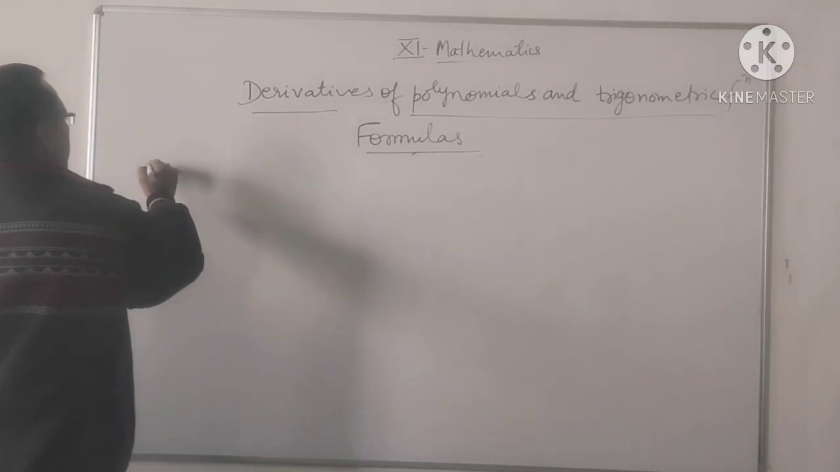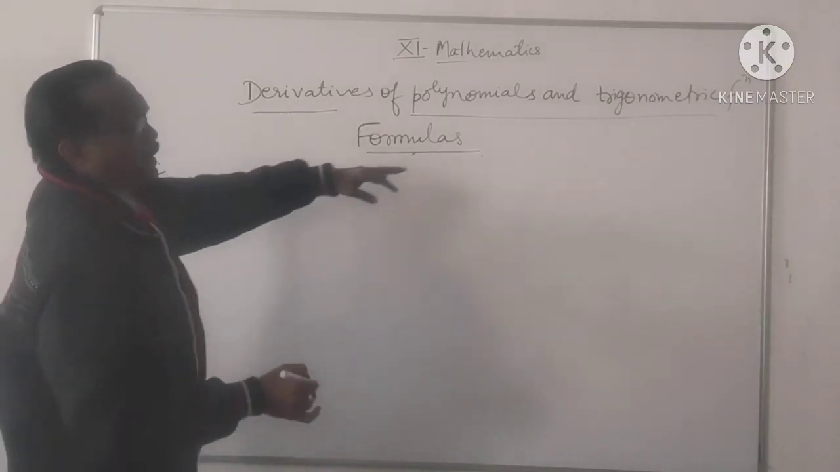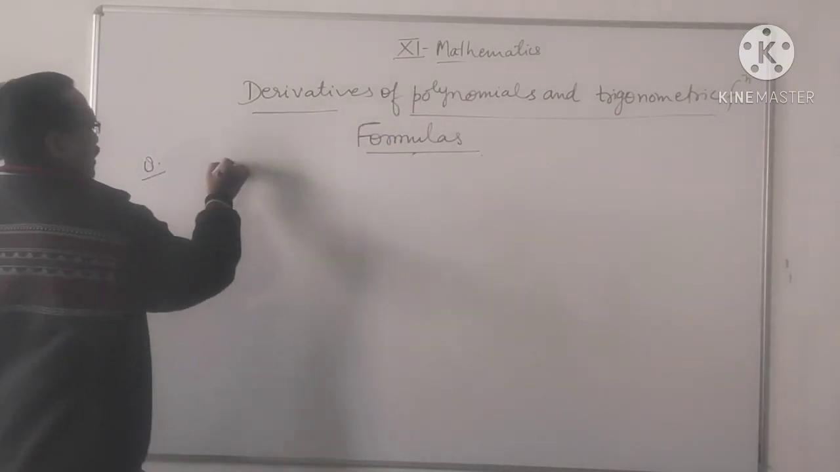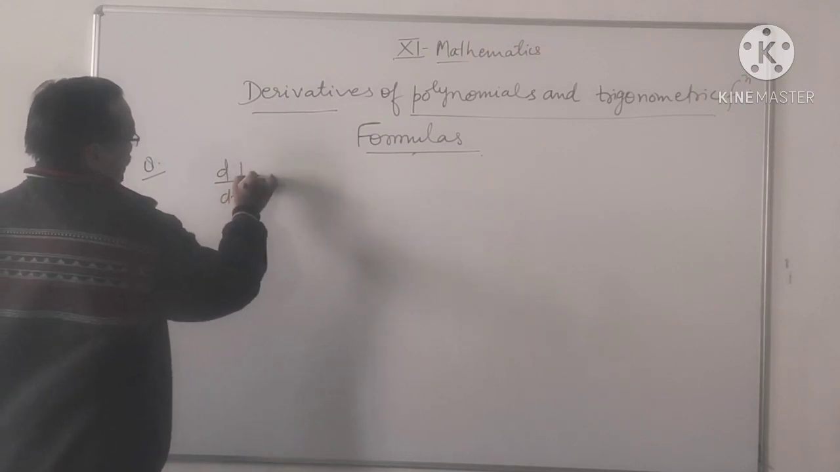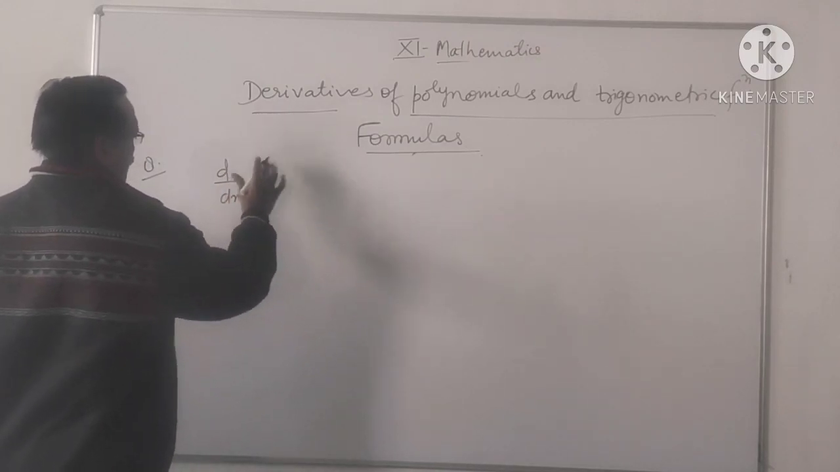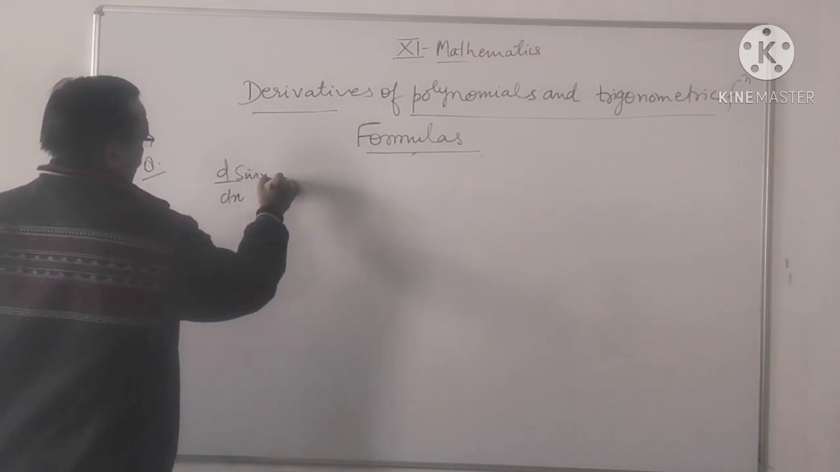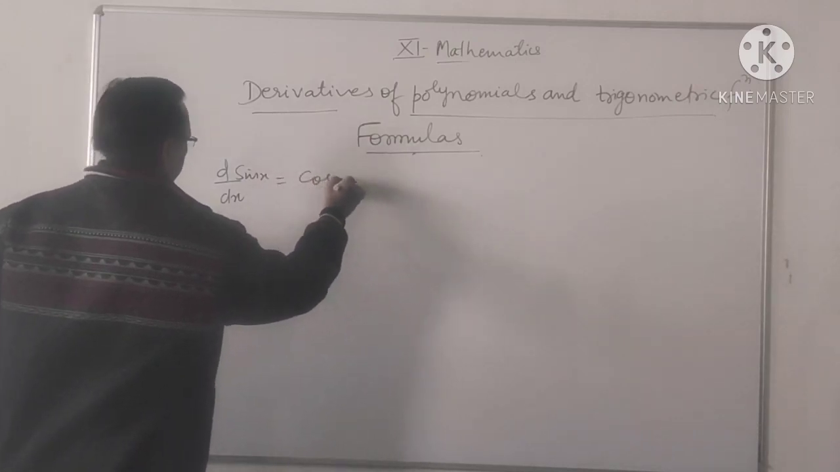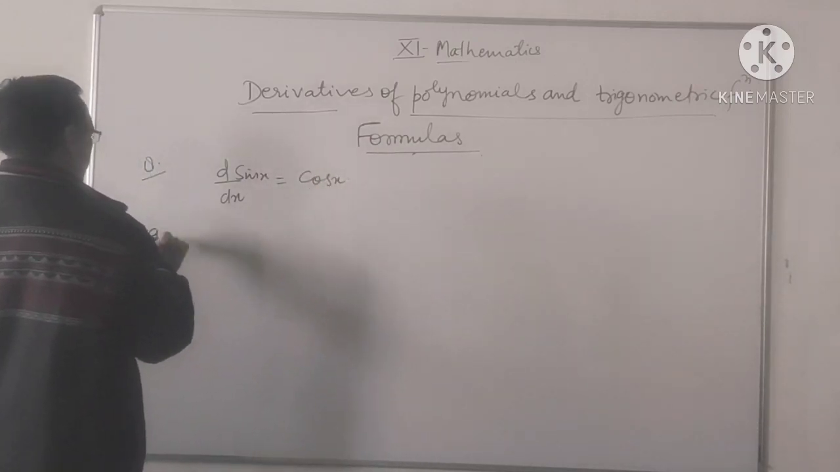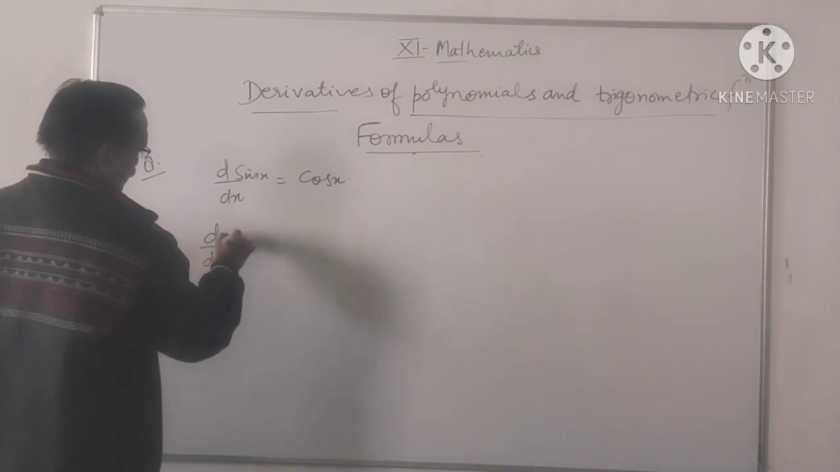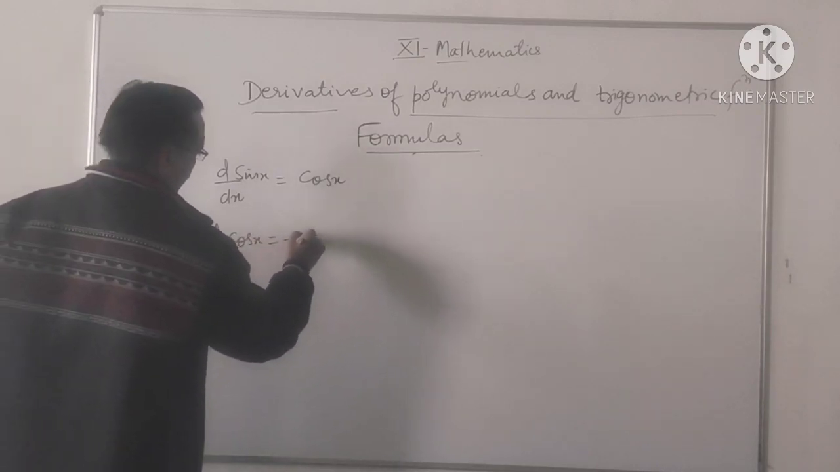Now next formula number 8, derivative of trigonometric functions. Here d over dx of sin x. First I am taking sin x. It is cos x. 9, d over dx of cos x, it is minus sin x.